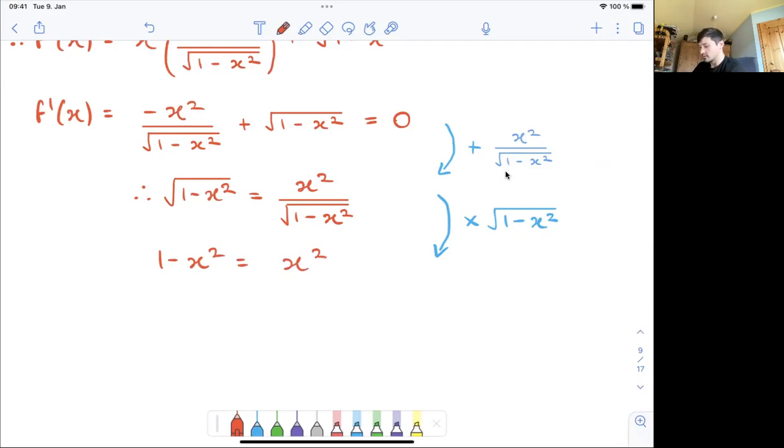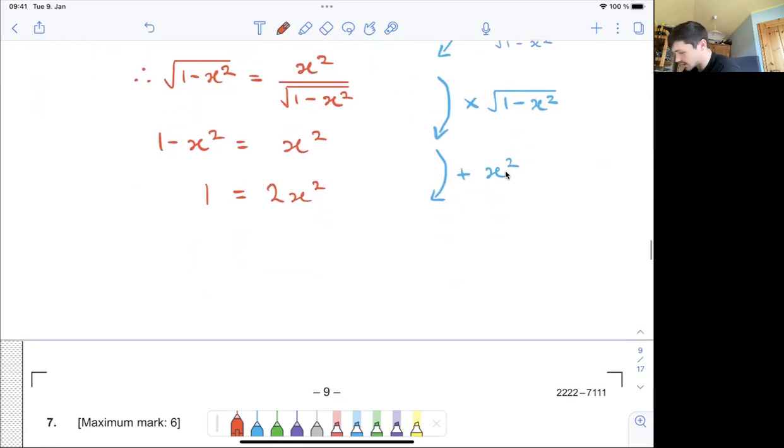All right, now if we add x squared to both sides, we're going to get just 1 by itself on the left-hand side, and then 2 lots of x squared on the right-hand side. Then we can divide by 2 from both sides, and we get a half is equal to x squared. Then we'll take the square root of both sides.